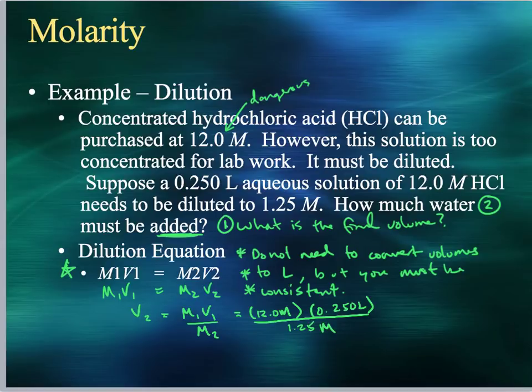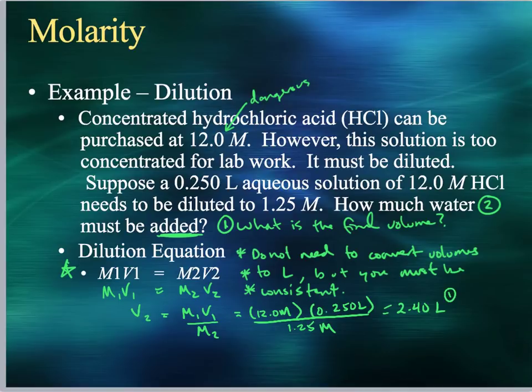Okay, so V2, let's grab a calculator here for this. We have 12 times 0.25 divided by 1.25. And we get a V2, a final volume of, with 3 significant figures, 2.40 liters. So that would be answering question 1. What is the final volume, right? That's how much you actually end up with.